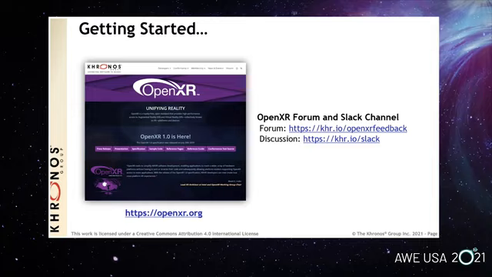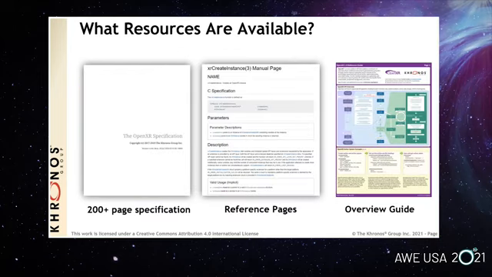So how do you get started? We have our main page at openxr.org, or you can go to the Khronos website and get to it from there as well. We also have forums and Slack channels where the members of the working group can communicate with the developer community and give you information, and you can provide us feedback about what you would like to see in OpenXR going forward.